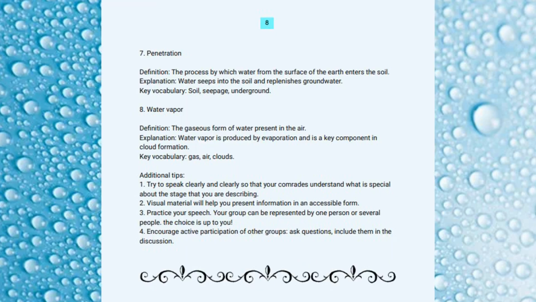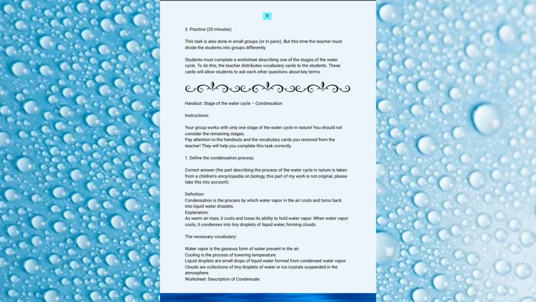Additional tips: try to speak clearly so that your comrades understand what is special about the stage that you're describing. Visual materials will help you present information in an accessible form. Practice your speech. Your group can be represented by one person or several people. The choice is up to you. Encourage active participation of other groups. Ask questions, include them into the discussion.